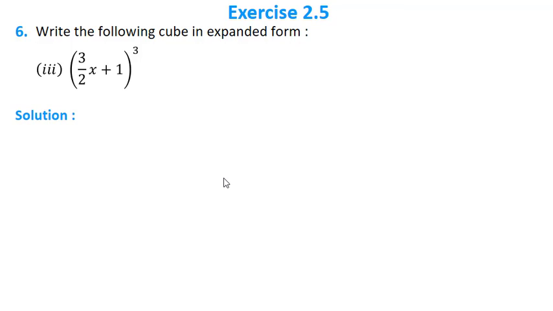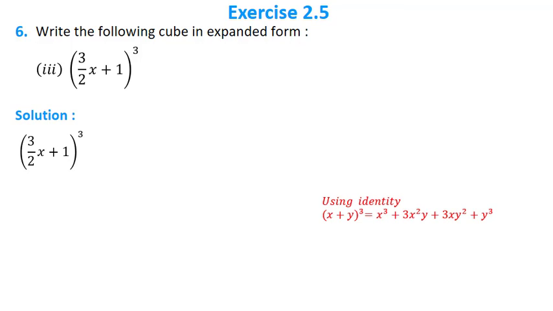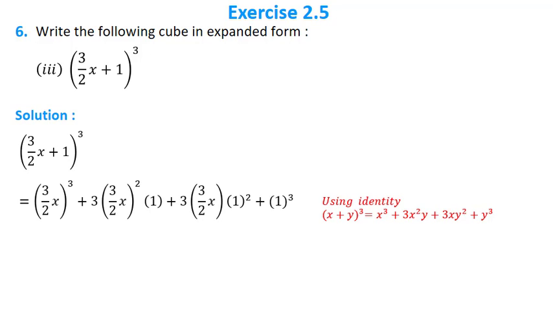Third question is (3 by 2 x plus 1) the whole cube. So again we are going to use the identity of (x plus y) the whole cube as x cube plus y cube plus 3x square y plus 3xy square. So here it is (3 by 2x) the whole cube plus 3 into (3 by 2x) the whole square into 1 plus 3 into 3 by 2x into 1 square plus 1 cube. So this gives me 27 divided by 8 x cube plus 27 divided by 4 x square plus 9 divided by 2 x plus 1.